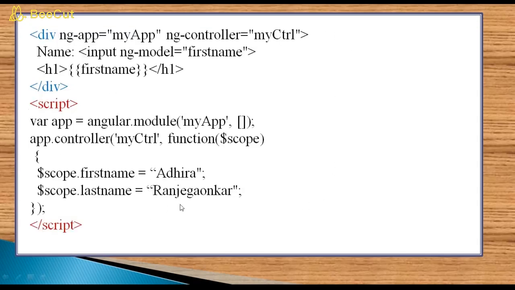You observed this example in my previous video, I already explained. This is the HTML code and this is the script tag. Here I am using ng-app and ng-controller. These are the directives. This is curly braces. It is used to display the content of HTML. Here add the controller.